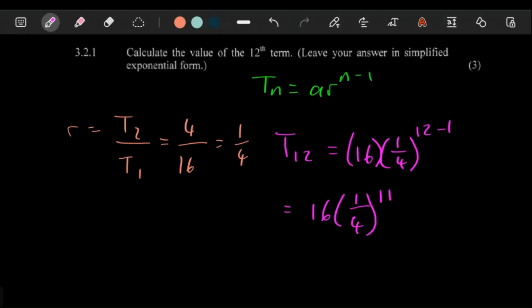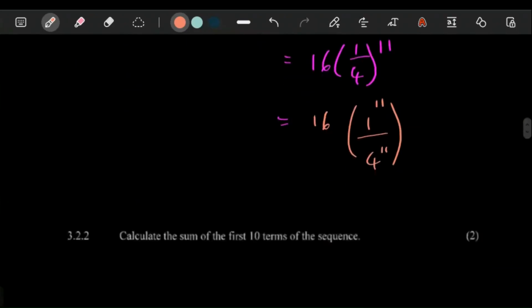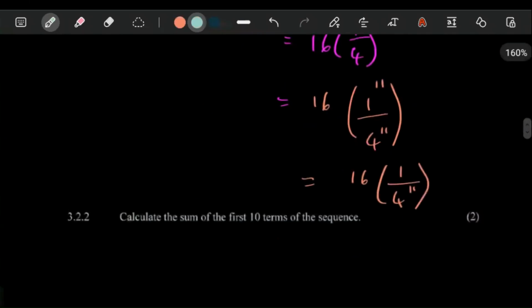If they said simplified exponential form, you may be wondering, what does that even mean? You may want to just deal with this exponent first. Dealing with the exponent, your exponential laws need to kick in. You have 1 to the power of 11 over 4 to the power of 11. Anything to the power of 1 is just going to be a 1. So this is now 16 times 1 over 4 to the power of 11. Why am I even running out of space here? Let me just put it next to it here.